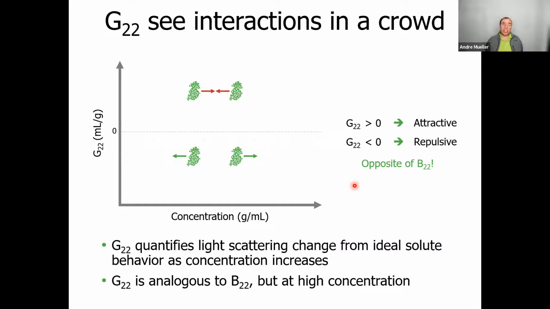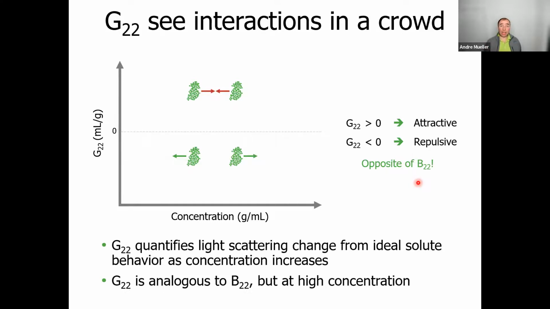And then if the G22 we determine is positive, it indicates attractive interaction. And if we are measuring a negative G22, it indicates repulsive interaction. The prefixes here are different the other way around compared with B22.